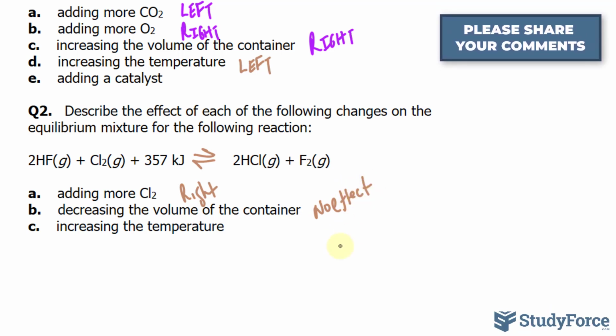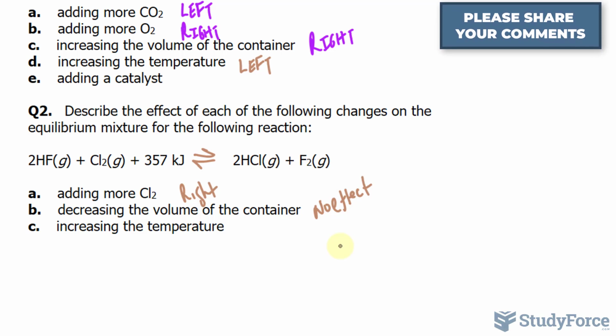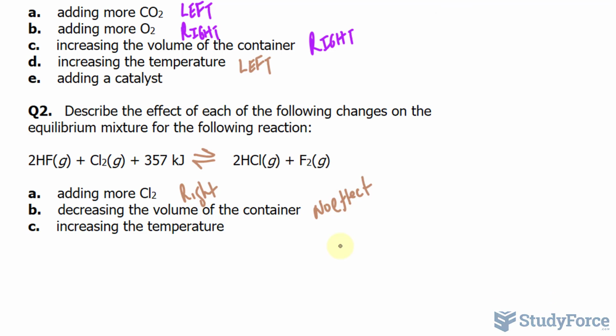And lastly, increasing the temperature. If you increase the temperature for an endothermic reaction, the equilibrium shifts to remove the heat. So expect it to move to the right. Notice that the energy is on the reactant side right now, and unlike in the previous example where it was on the right side, it will shift in the opposite direction, so we are going to the right.